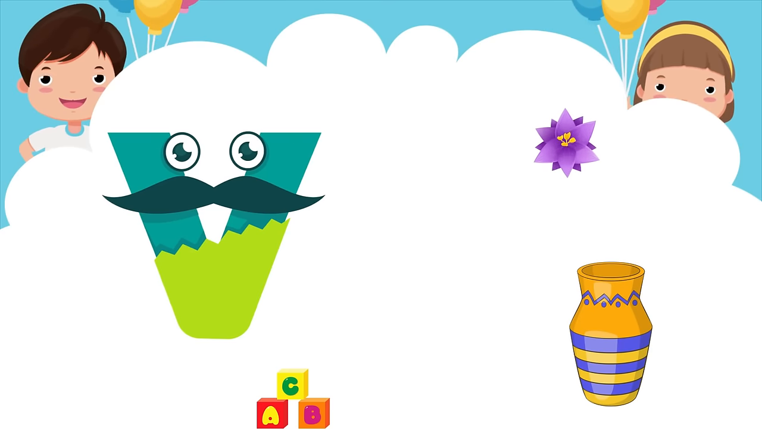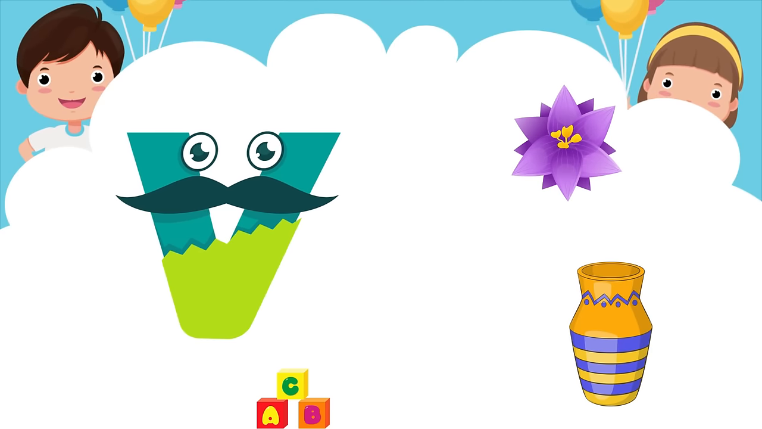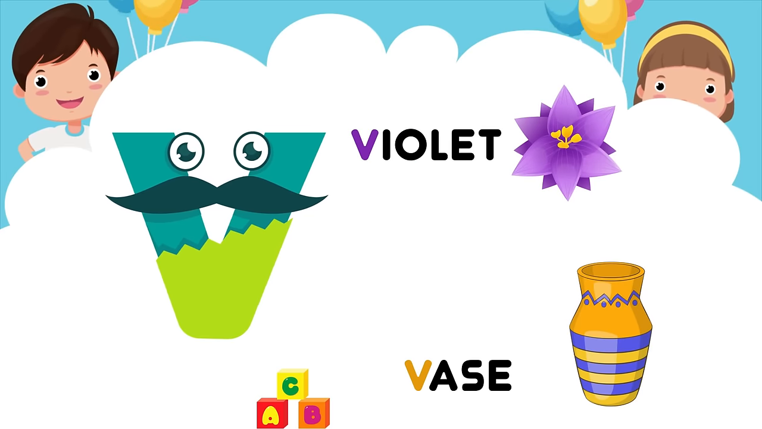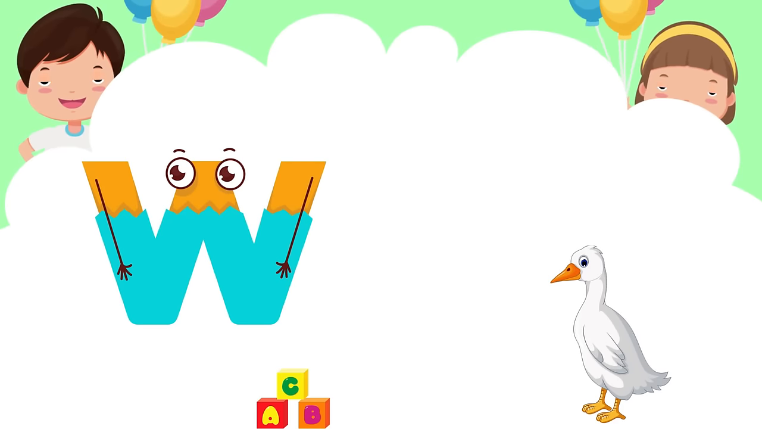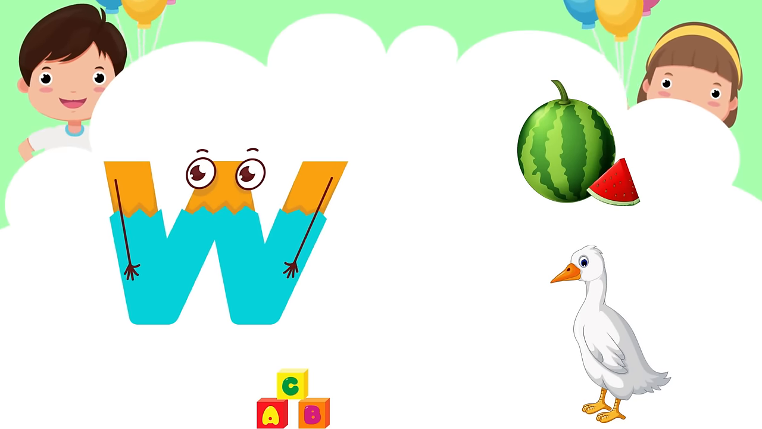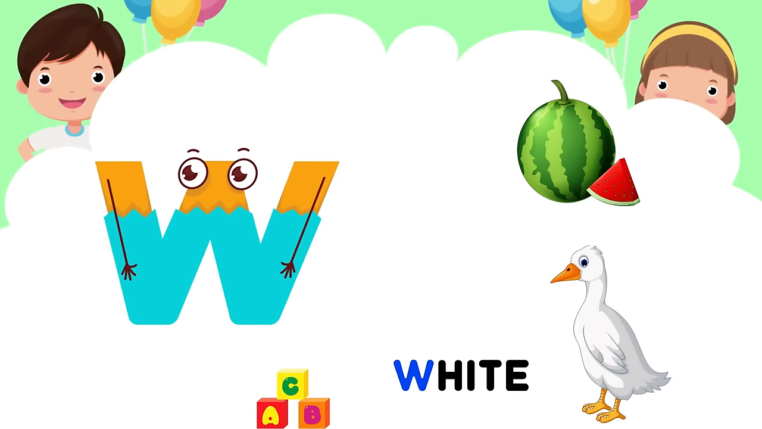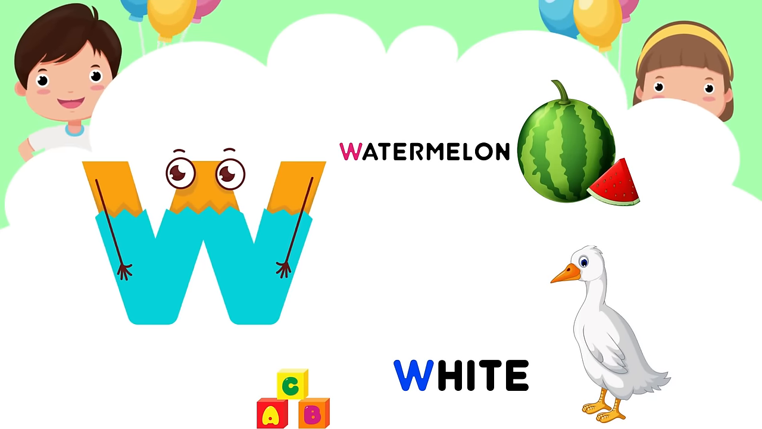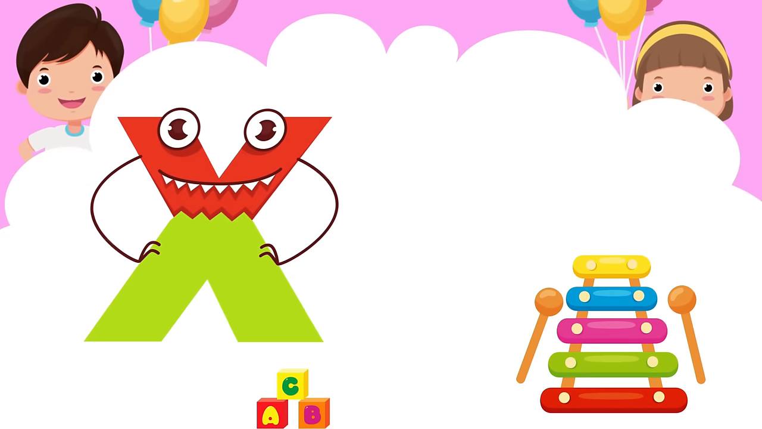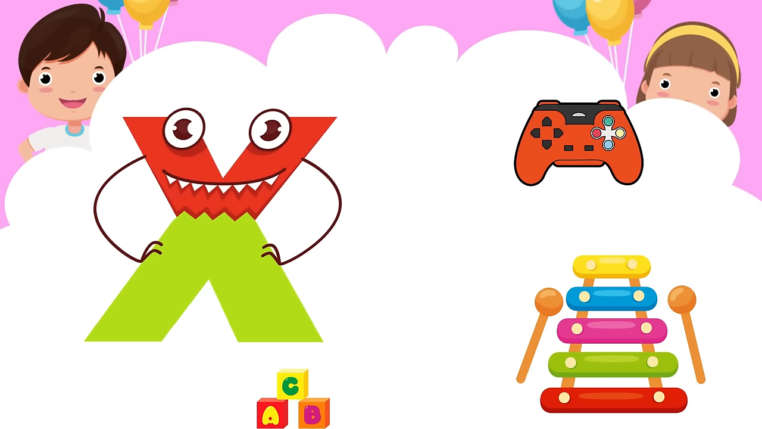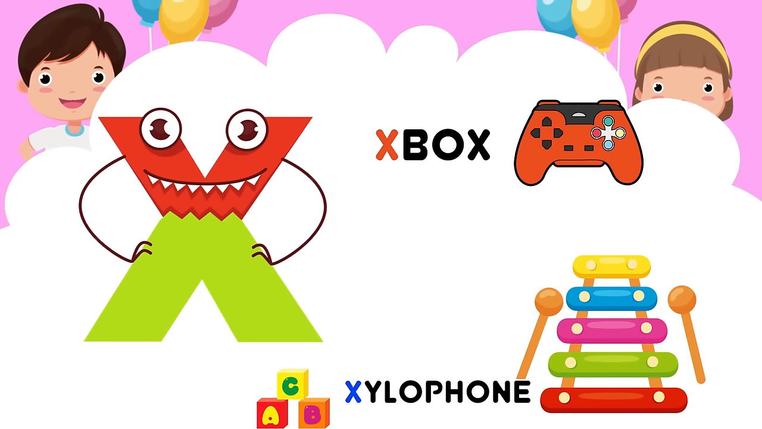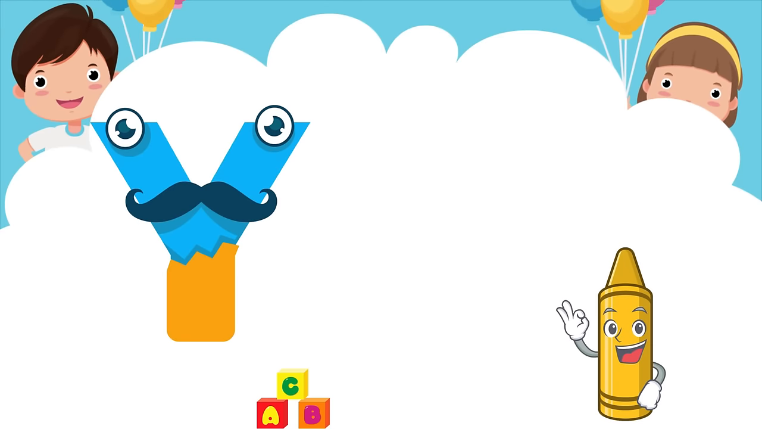V is for vase. V is for violet. W is for white. W is for watermelon. X is for xylophone. X is for Xbox.